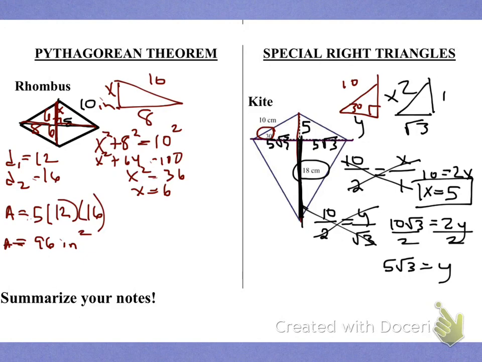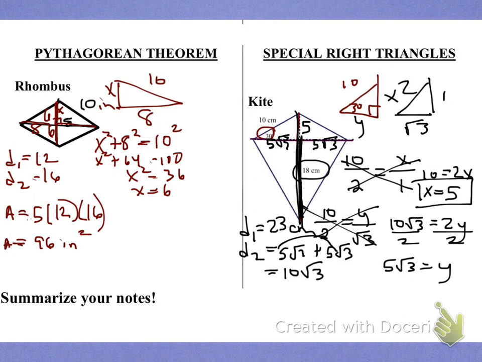So we know our one diagonal, that whole long line, 18 plus 5, 23 centimeters. Our second diagonal is 5√3 plus 5√3. We haven't done a ton of adding radicals lately, so let's make sure we remember that the numbers add, but the radicals don't add. So our second diagonal is 10√3. Our area then is 1/2 times our first diagonal, 23, times our second diagonal, 10√3.